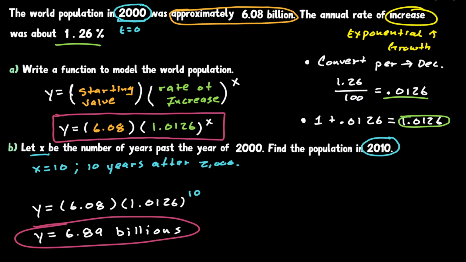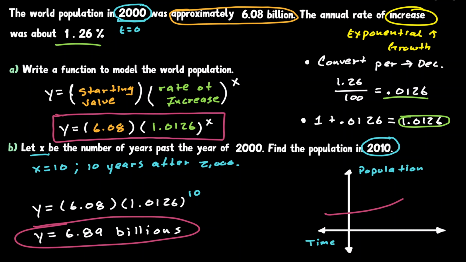Now let's visualize this result. Here we had an exponential growth function where at the year t equals 0, we had a starting population of 6.08 billion. And when we saw this population 10 years after, our population was 6.89 billion.